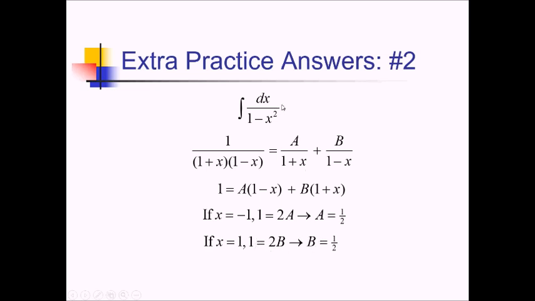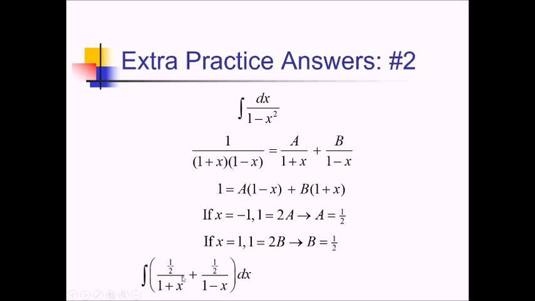So now going back to the original and splitting this up, I can rewrite my integrand as, let's see here, we have the a value 1/2 over 1 plus x. And then we have the b value, which is also 1/2 over 1 minus x. Don't forget the dx. Now for each of these, I can just use my ln absolute value antiderivative.